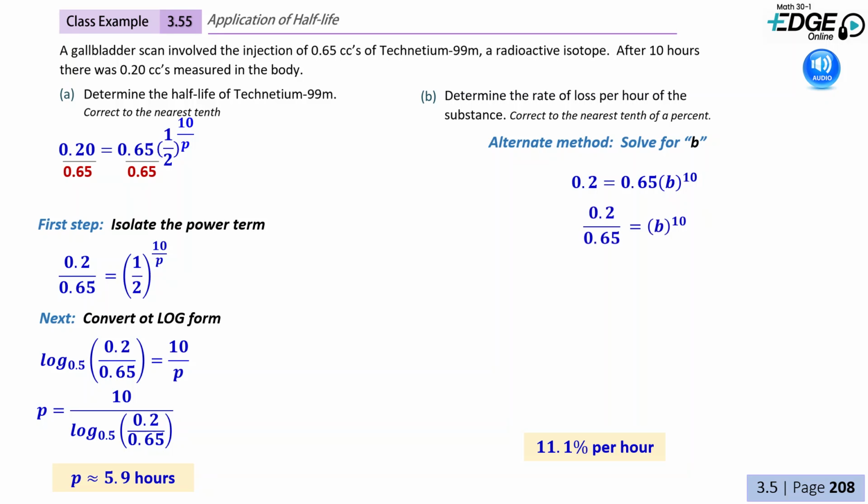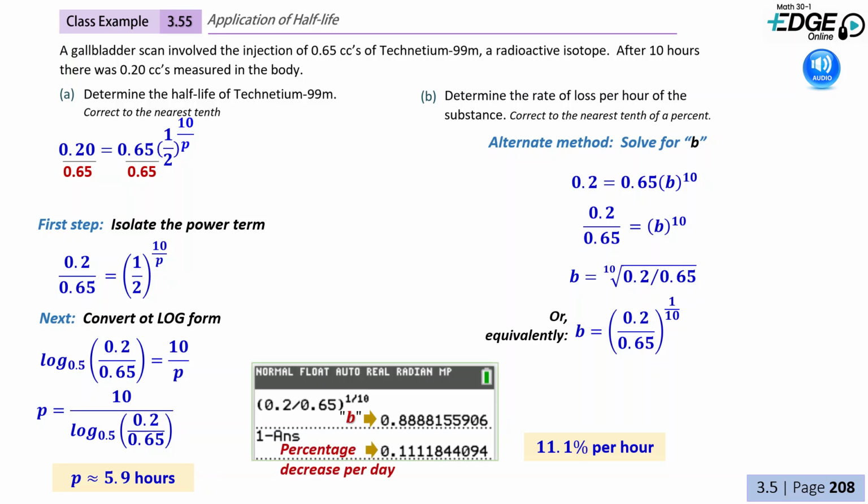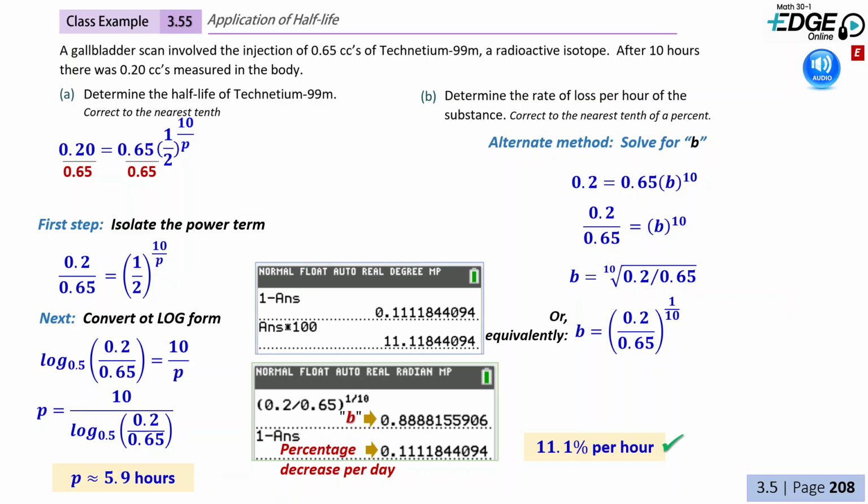So if we solve for B here, then we would divide both sides by 0.65. And then take the 10th root of both sides to remove the exponent. You can also think about that as 1 over 10 instead of the 10th root, just writing that radical as a fractional exponent. And then our B value would be 0.89. But we don't really want 0.89 because that's how much would be left. The question was saying determine the rate of loss per hour. So again, we're going to go 1 minus our B value to get 11%. You can see here that we would just multiply that by 100 to get 11%.